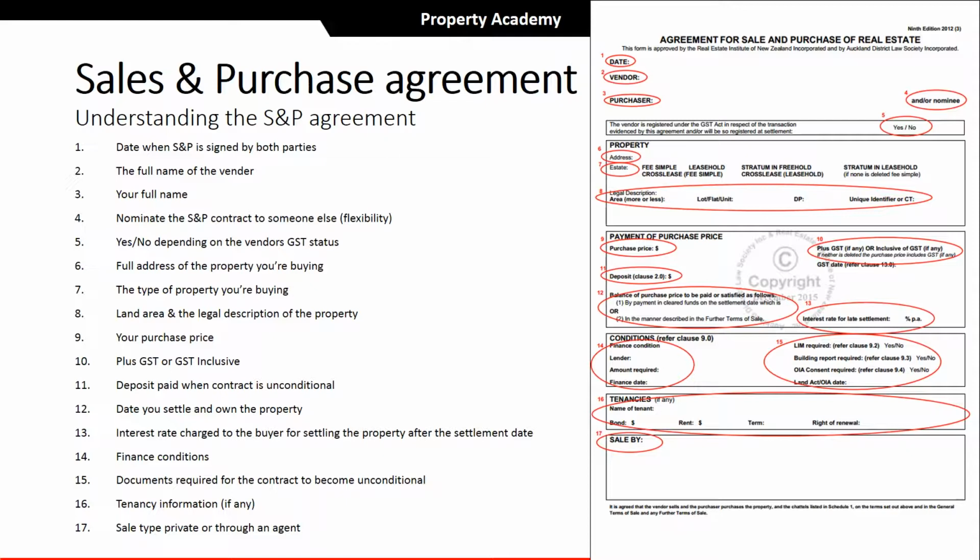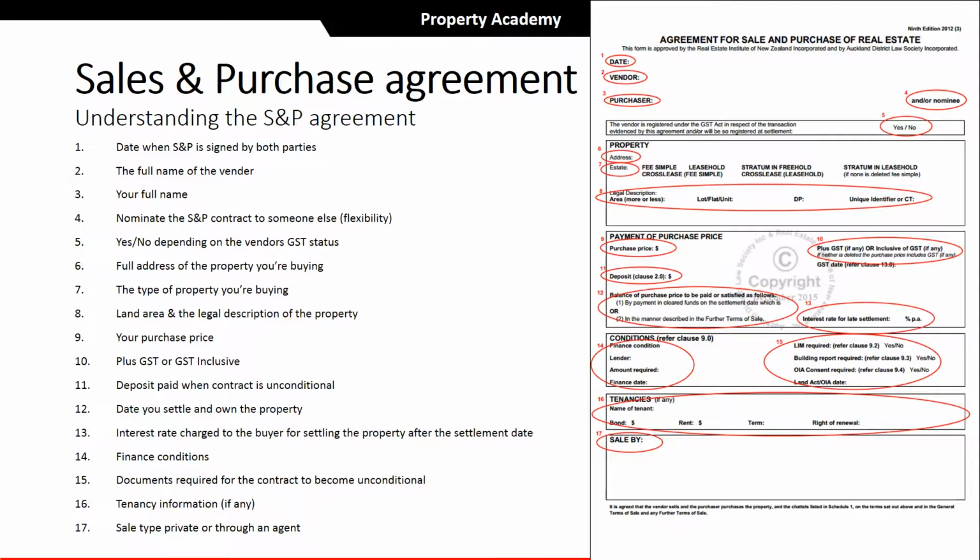But the Land Information Memorandum basically highlights the footprint of the area of the property you're buying, and it's important to make sure the footprint is as per what the physical properties of the property is. Next one being a building report. Building report is very straightforward. It's whether or not you decide to go ahead and order a build report, yes or no.